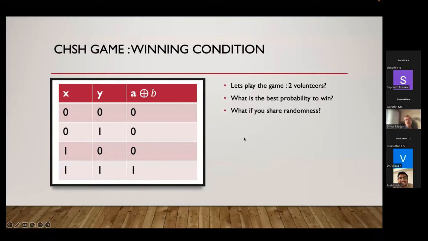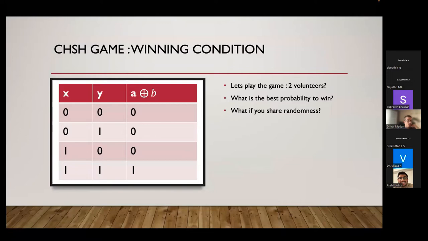And why is it the best? Because in every other scenario, you cannot define A as a function of X and B as a function of Y wherein you win with all 4 conditions. I'm not going to prove that, but it's a very simple proof, and I can point you to references for that. Even if you share randomness, so even if there is some random shared string they decided at the beginning, every time the game starts, you meet again, and you use some shared randomness to create your outputs A and B, even then you won't be able to win the game with probability more than 3/4.